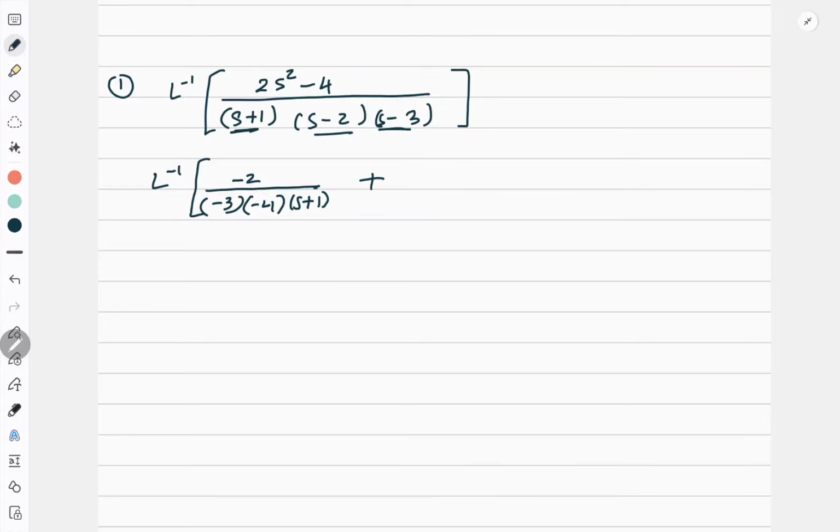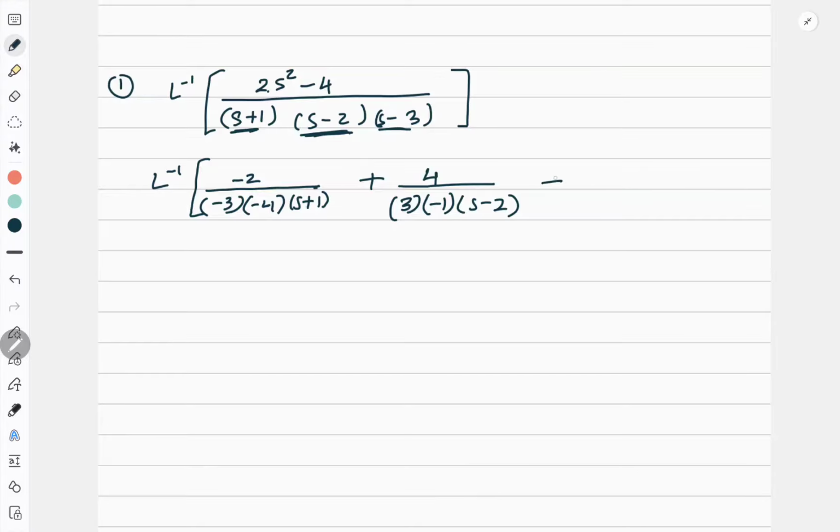Then plus. Now the second bracket will become 0 when s is equal to 2. So now everywhere put s equal to 2, excluding this s minus 2. So 2 squared is 4, 4 times 2 is 8, 8 minus 4 is 4. So the numerator becomes 4. Now let us go to the denominator. 2 plus 1 is 3, 2 minus 1 is minus 1, and then s minus 2.